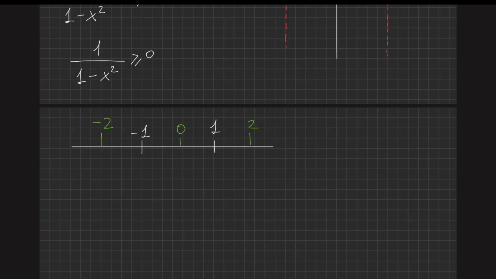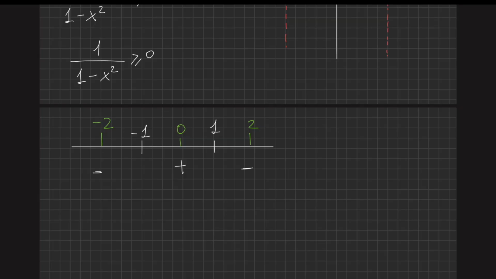So for x equal to 0, the value of our function is 1, because I just plug in 0, I get 1 over 1, so it's positive. When I plug in x equal to 2, I get 1 over 1 minus 2 squared, which is 4, so 1 over minus 3, which is negative 1 over 3, a negative number, so it's going to be negative. And when x is equal to minus 2, I'm going to get the same thing, because minus 2 squared is the same as 2 squared, so I'm going to get a negative number.